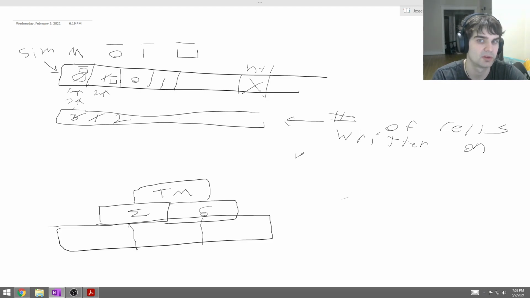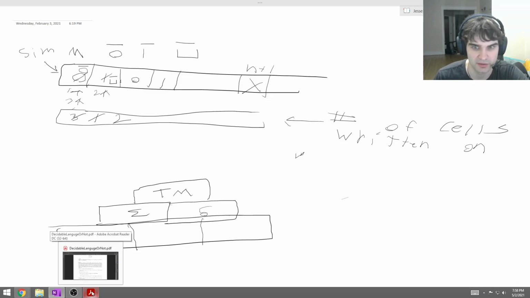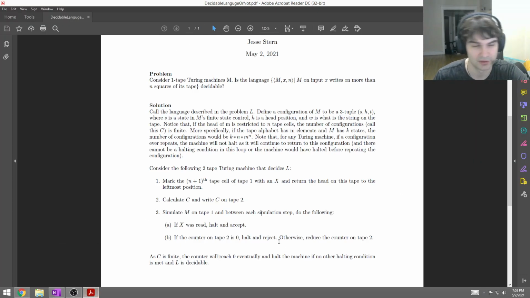Another really common mistake was assuming that M is bounded to the first n tape cells. Now what somebody might reasonably say is, well, I thought in your answer, Jesse, that you assumed your machine was bounded to the first n tape cells. Nope. There's a subtle difference here.